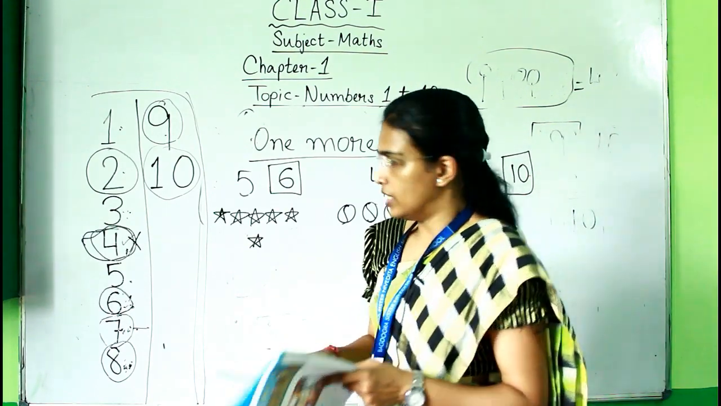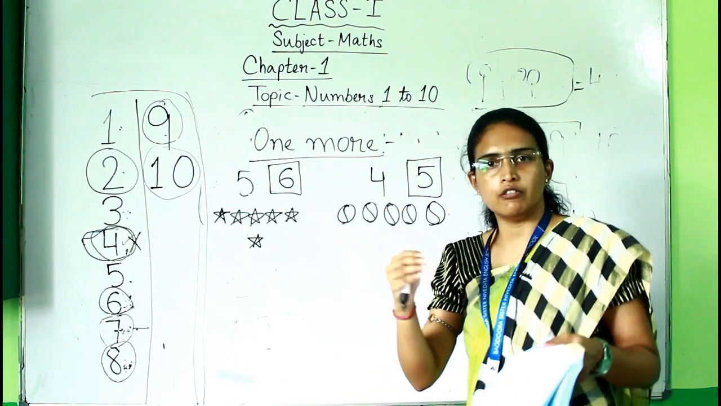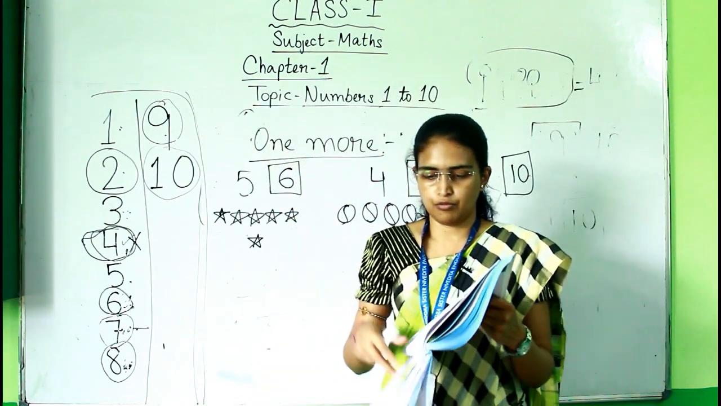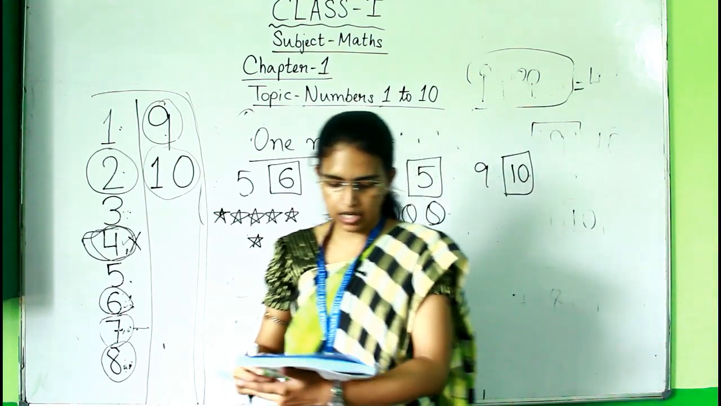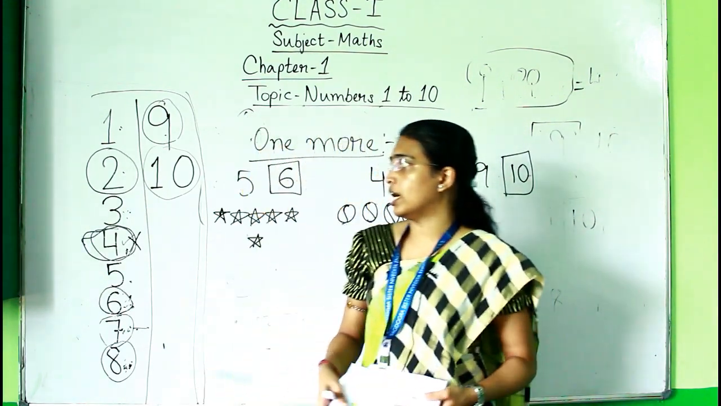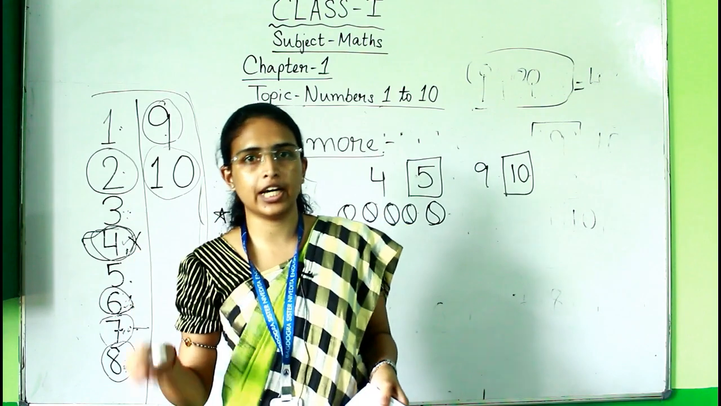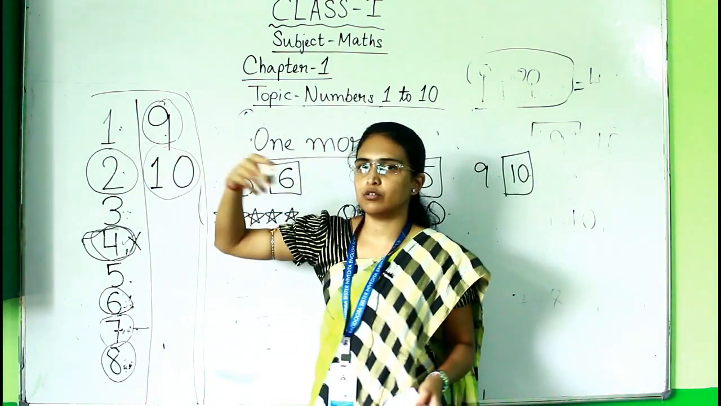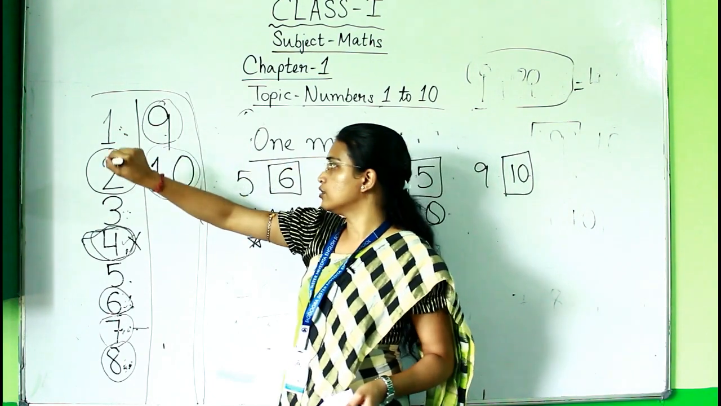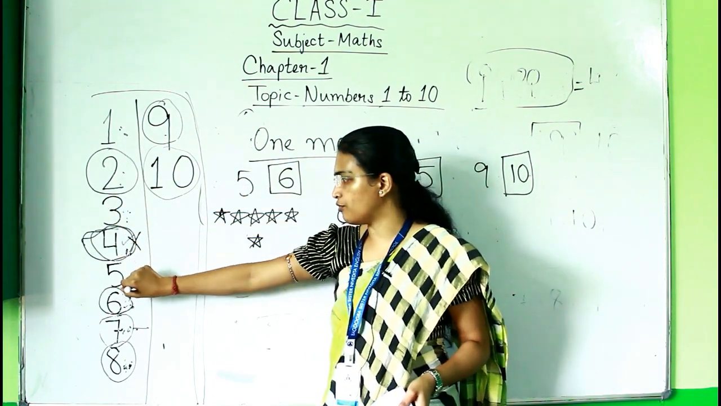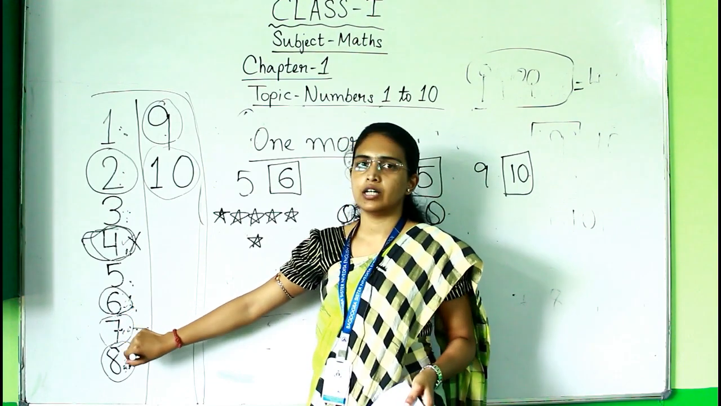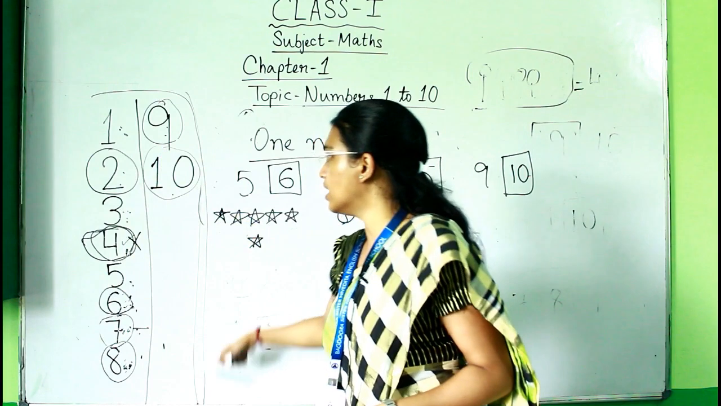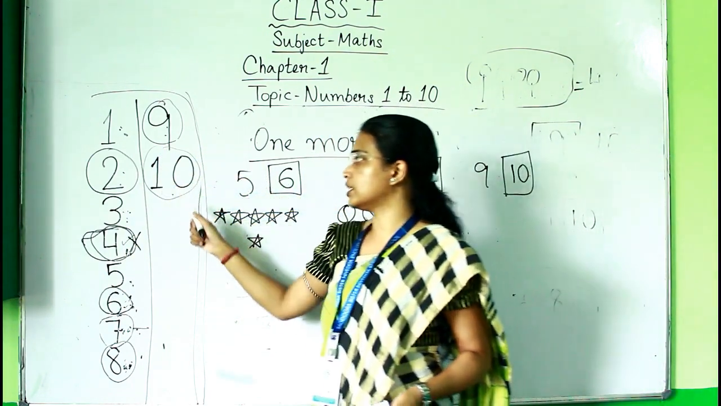Okay. Now we will do the revision. A little bit we will do the revision. What we have studied today, we will revise. First we learned about the numbers from 1 to 10. So what are the numbers from 1 to 10? You have to say with me. 1, 2, 3, 4, 5, 6, 7, 8, 9 and 10. These are the numbers from 1 to 10.